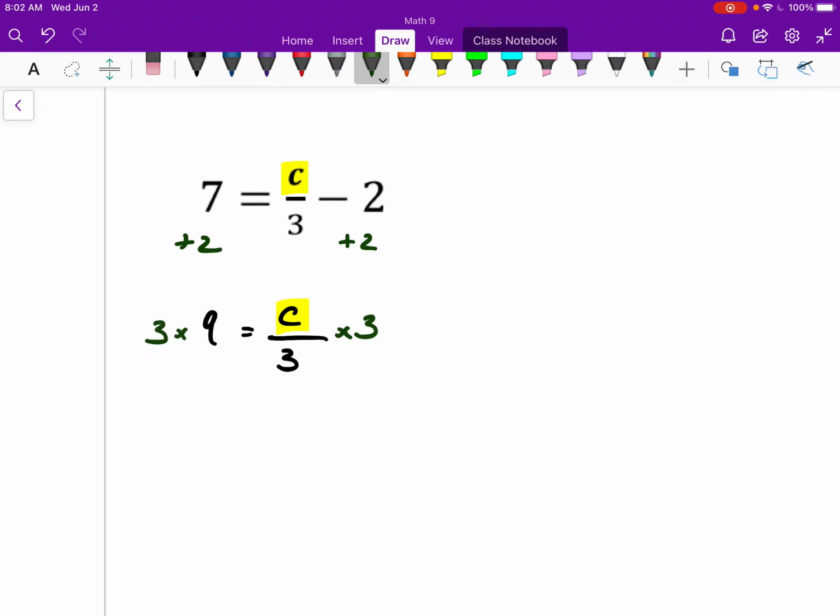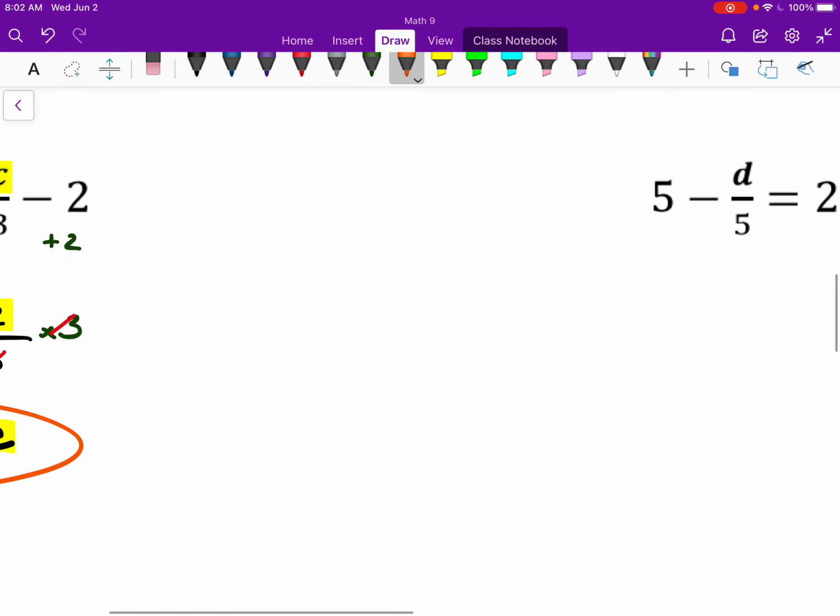Because again, right now c is being divided by 3. Multiplication is the inverse. And the idea is that if we multiply by 3 and divide by 3, they cancel each other out. They make 1. And so all I have left on the right-hand side is just 1c, which is what we're trying to figure out. What is c? 1c. On the left-hand side, I have 27. So c equals 27, or 27 equals c.